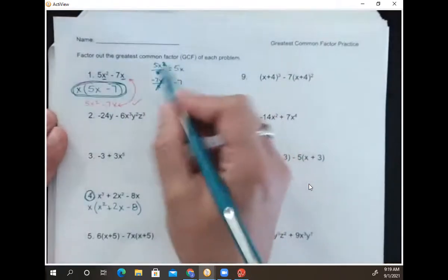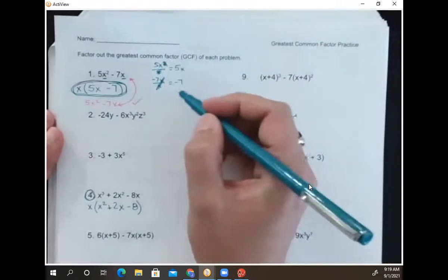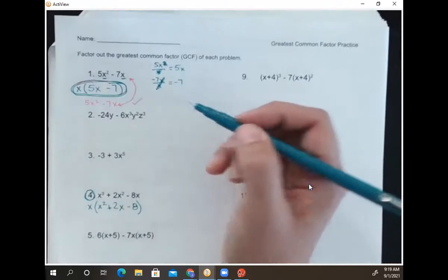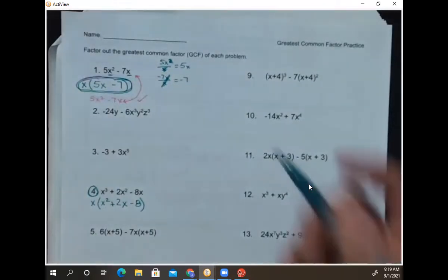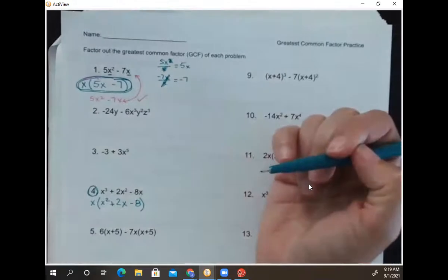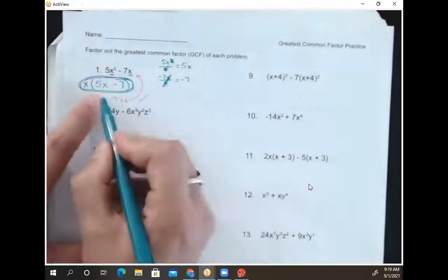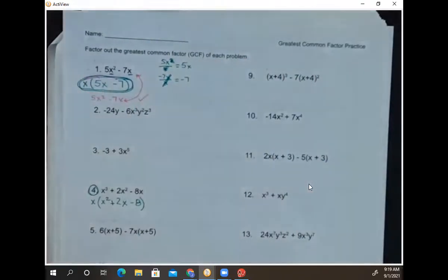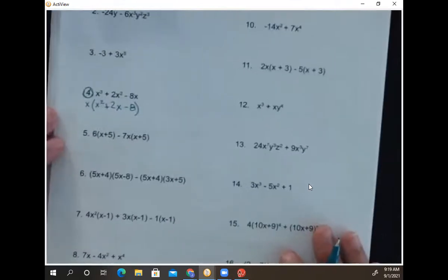No, you don't have to do this in your work off to the side. If this helps you, absolutely. If you're pulling a number out as a GCF, maybe you need to do that, and that's fine. I'm doing that so that we're all clear on where those numbers in parentheses came from. Okay, so we have the idea, right?